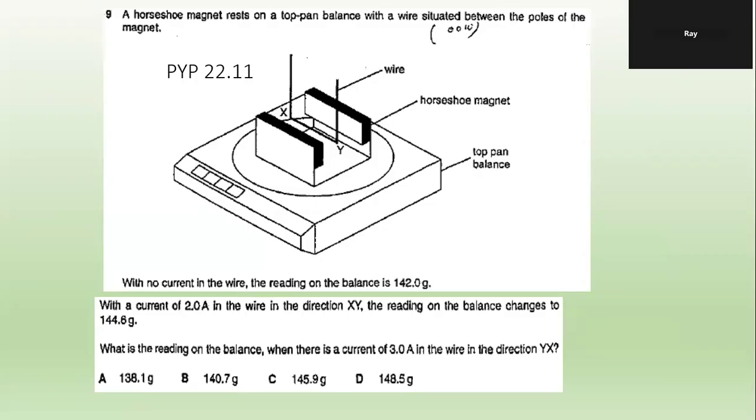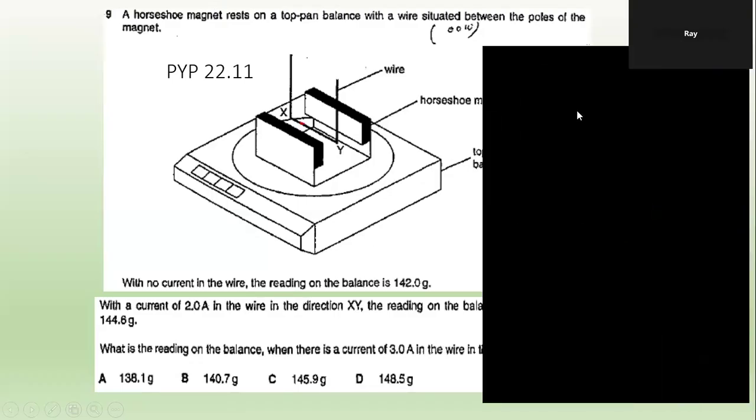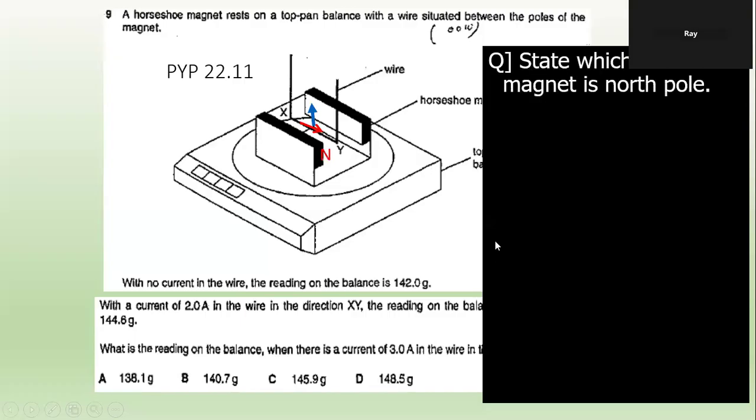A bit challenging. Can, what's the answer? That's the current, initial stage. So the force is downwards. That's why there's an increase, right? Compared to the mass of the magnet, there's an increase. So the force must be downwards. Right? And that's the North Pole. Answer A.